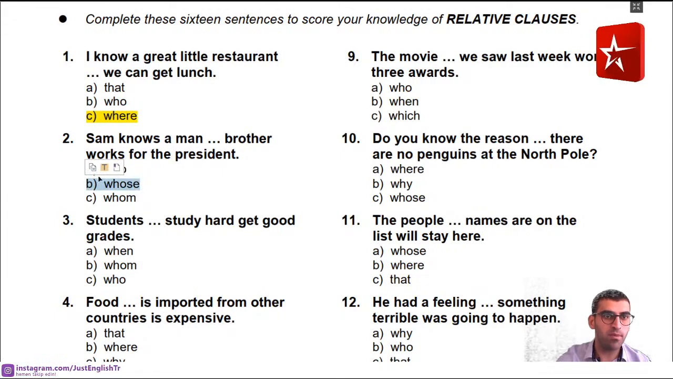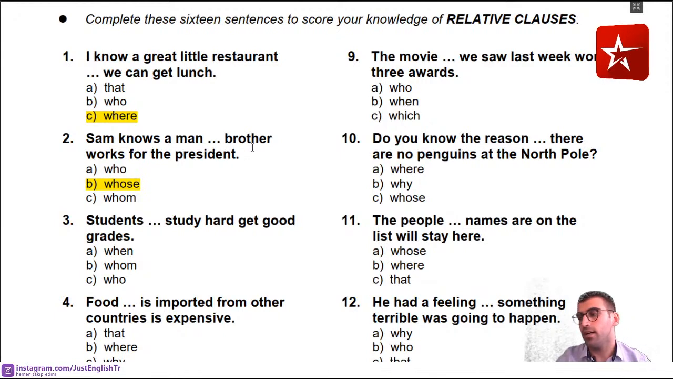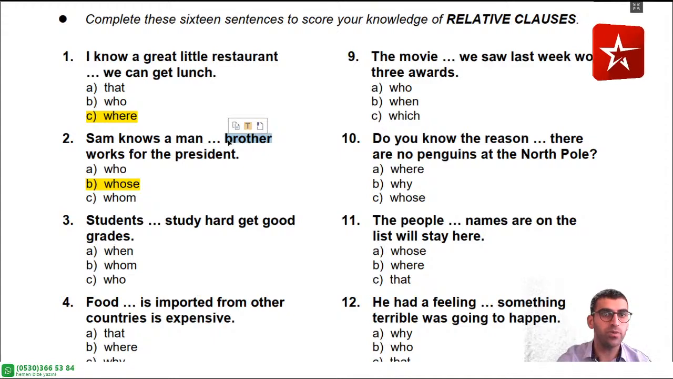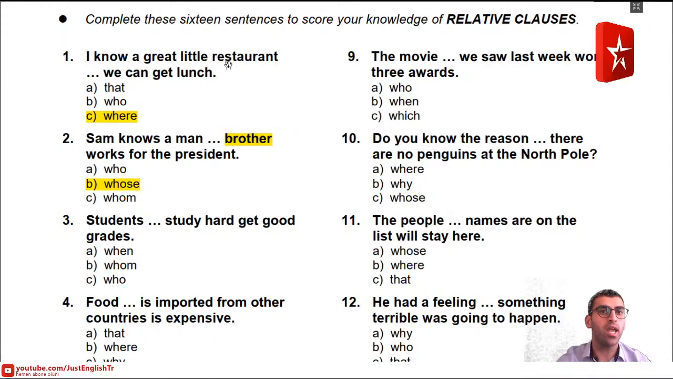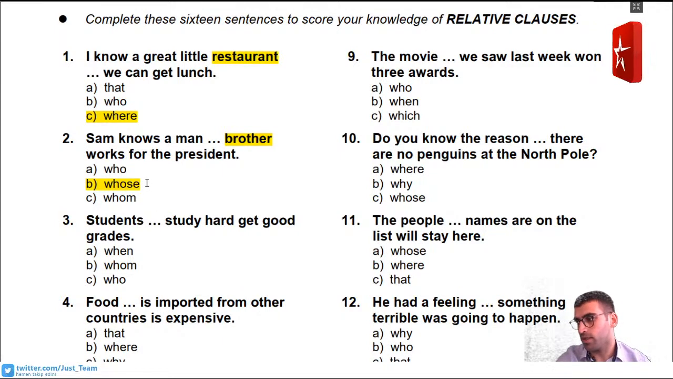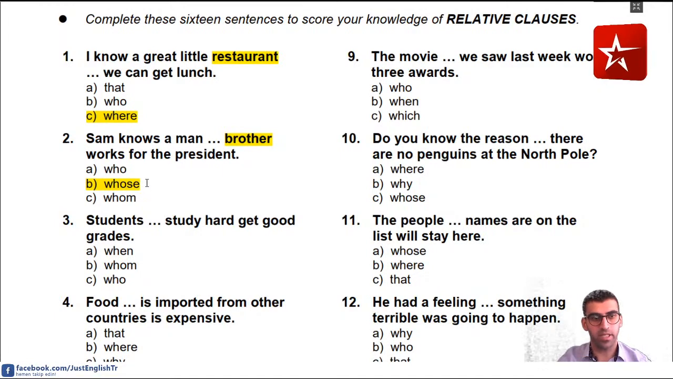Number 2 is B, because we have a noun here. Whose brother works for the president. That's why we have to use whose for number 2. Number 2 is B. Yes, that's the perfect answer I got from you. And let's continue with number 3, students blah blah blah, study hard, get good grades.